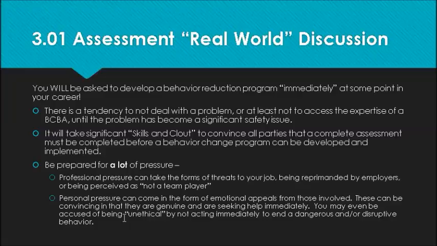So when this happens, and somebody comes to you and says, we need a behavior reduction plan right now, you're going to have to convince all the parties that you have to complete a functional assessment before you can develop and implement a behavior change program. This, of all the things we'll talk about, takes a lot of skill and clout, because they're not going to want to hear about the ethical code in that situation. I mean, I've had people say it's unethical not to intervene immediately, which is understandable.